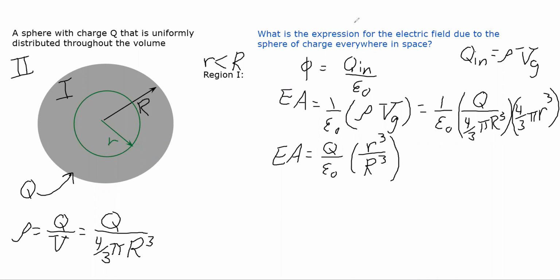One last step here. I need to plug in for A. What area am I going to plug in? Well, the area I'm looking at is always the area of your Gaussian surface, in this case, the green sphere. So the area of that sphere is 4 pi lowercase r squared. So E times 4 pi r squared equals, you know what I have over here.